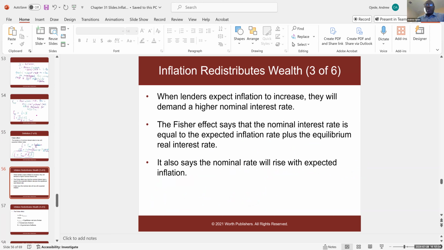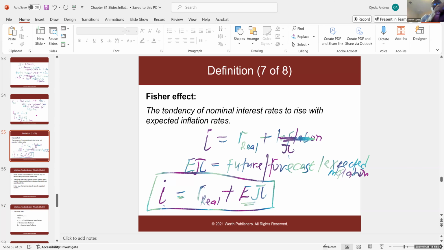So inflation redistributes wealth. So when lenders expect inflation to increase, okay, now look at this equation. If you're asking me, why do you think interest rates in America are so high today? The mortgage rates are averaging 7-8%. It's because of inflation. So there's a one-to-one relationship between when banks are expecting inflation to be rising in the economy, because they know when inflation rises, it's going to reduce the value of the dollars they give you in loans. So to prevent that from happening, the banks are going to increase interest rates.